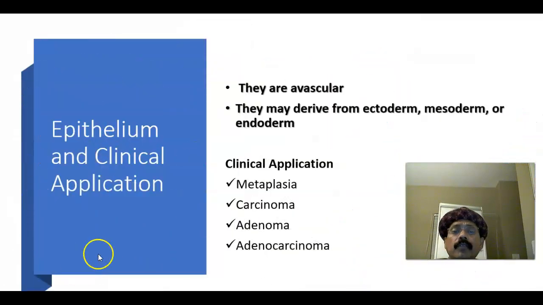Now, junctional complex, some facts about that. They are avascular. They may derive from ectoderm, mesoderm, and endoderm. But remember that we have some terminology: metaplasia, conversion of one type of epithelial cell into another type of epithelial cell. That may be the harbinger to develop a cancer, but it is reversible. Suppose in a smoker, the epithelium in the bronchi may become squamous due to irritation by the smoking. But if he stops smoking, it may revert back to the normal epithelium of the bronchus, the pseudostratified columnar epithelium.